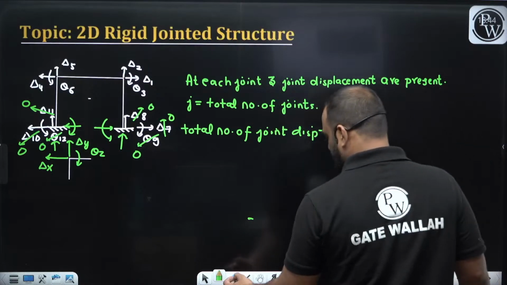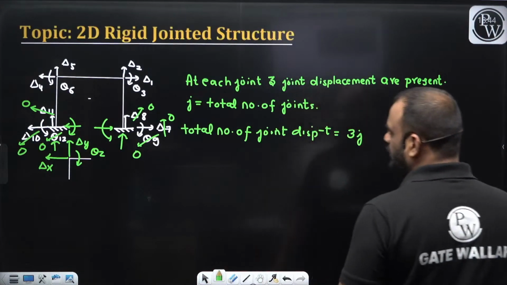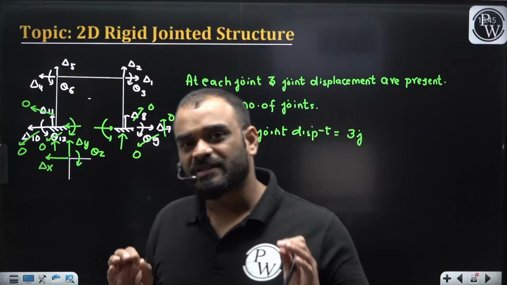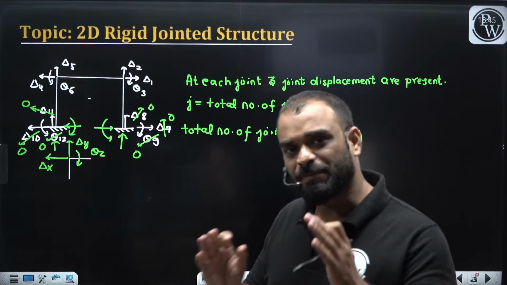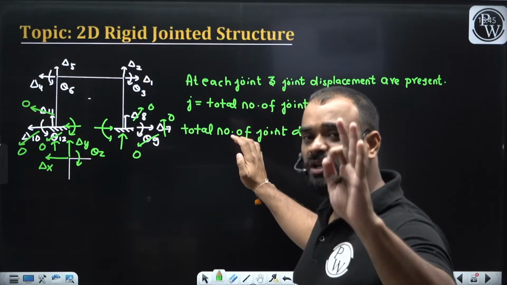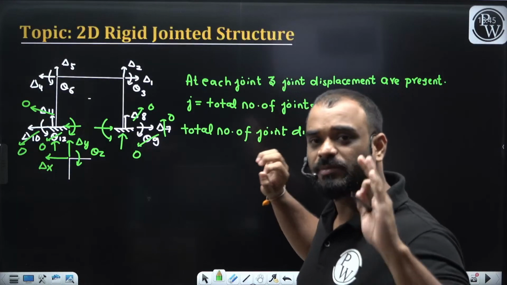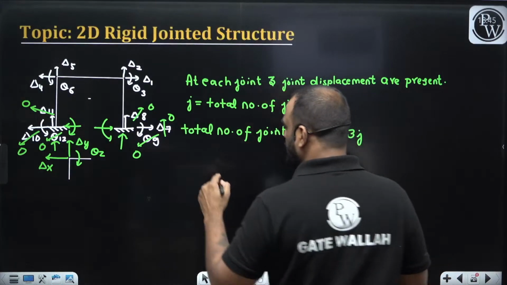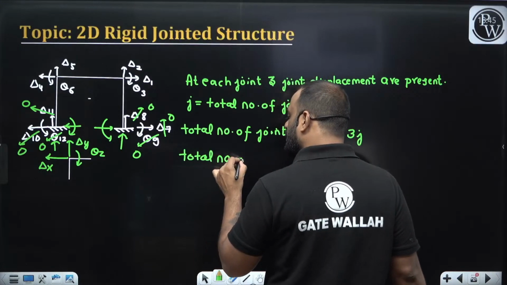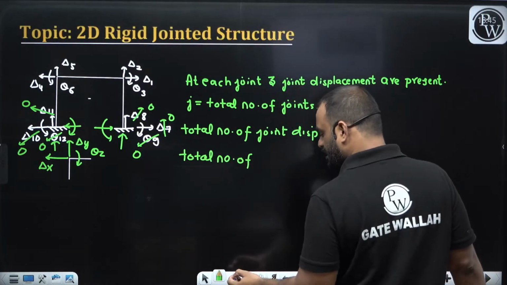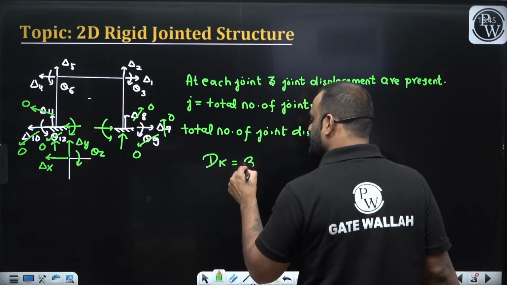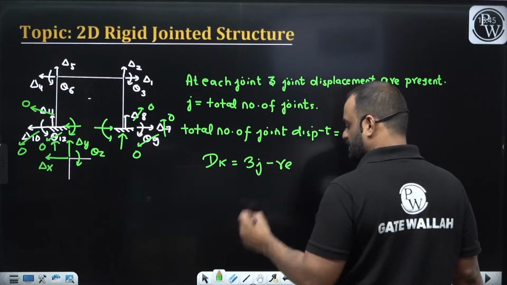Then can I say that, guys, if you have Re as the total number of external support reactions, then if you subtract that value from this value, you will get the total number of unknown possible joint displacements? Correct? So can I write it down over here? We will write it like this: 3j minus Re.